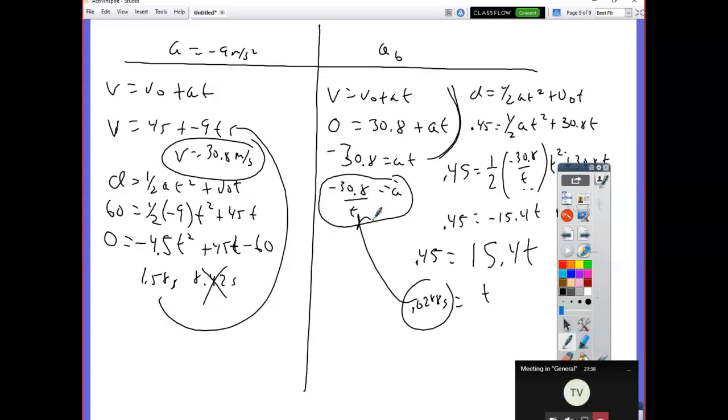30.8 divided by 0.0288, and I get 1,070 meters per second squared.